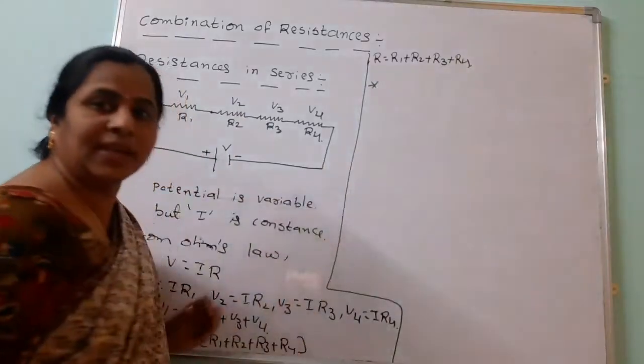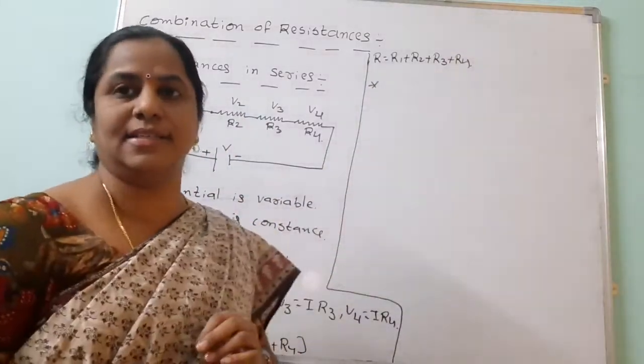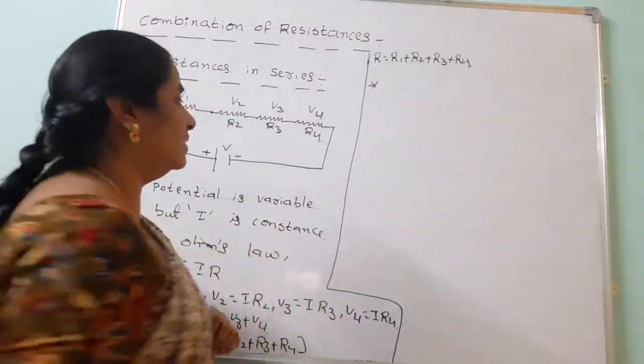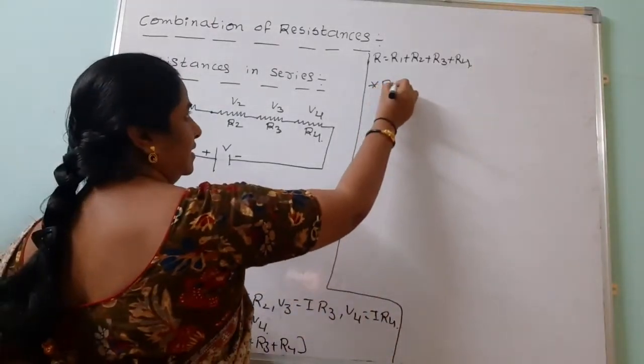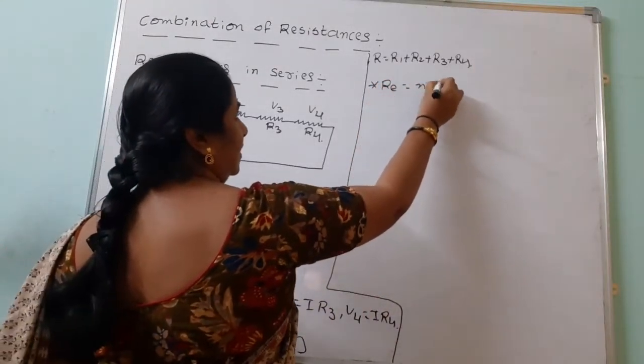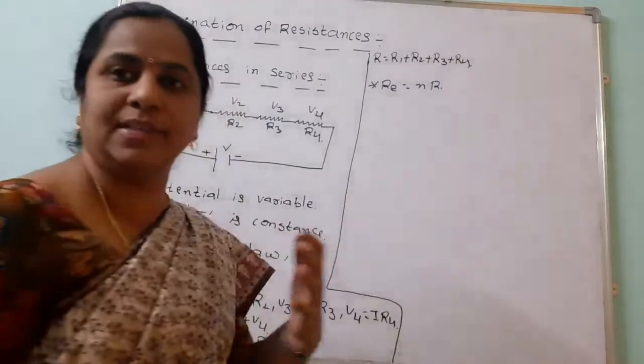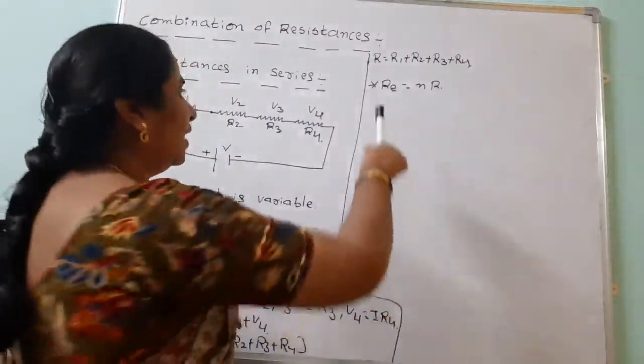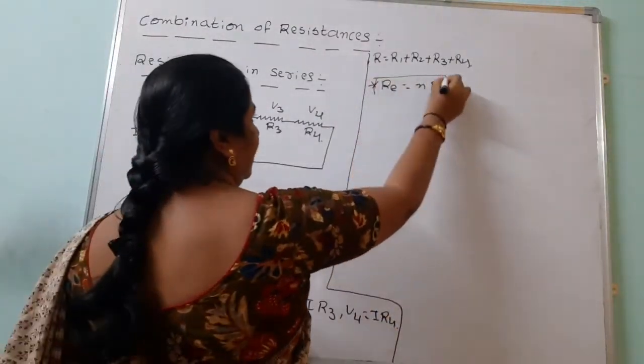Suppose we take n number of identical resistors. What is the effective resistance? It is n times that R, because R is repeated n times. So R effective equals nR in this case.